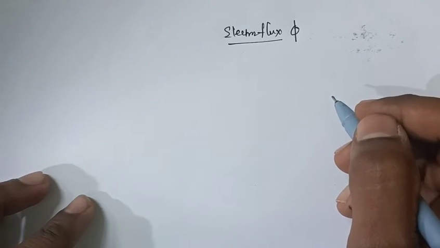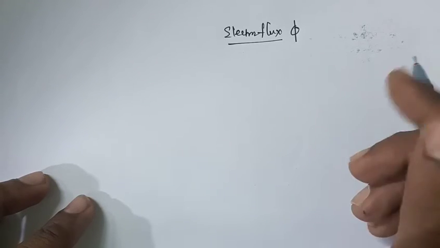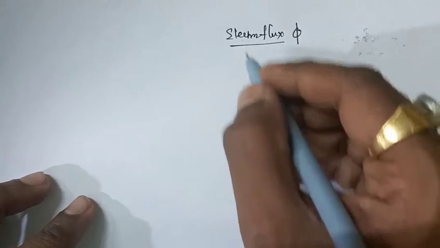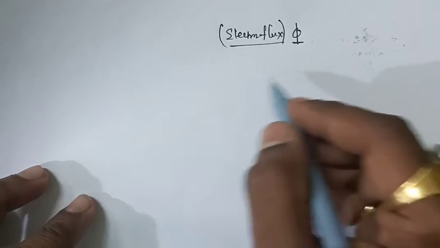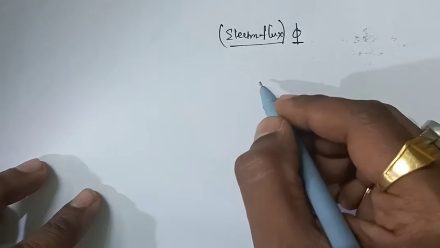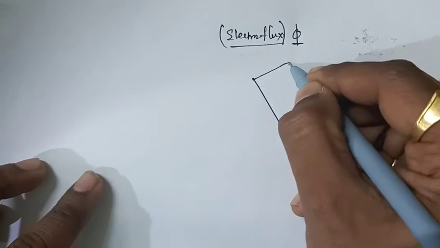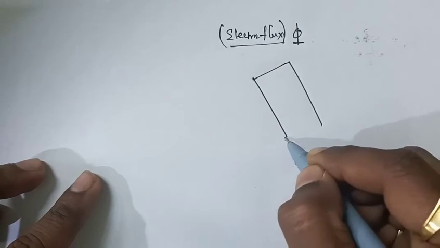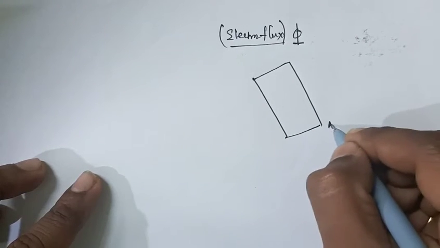Today we will discuss the very fundamental of electrostatics, that is electric flux. The electric flux is written with the symbol phi. If I think about electric flux, I will consider an area. Suppose my area looks like this. This is a sheet you can consider. The area of this sheet is A.